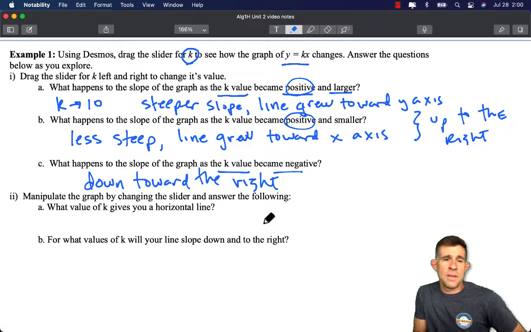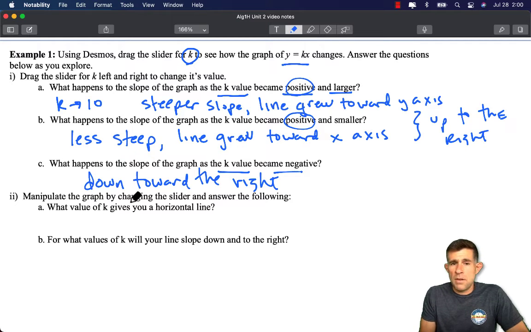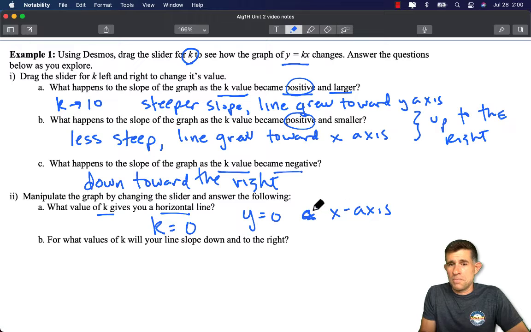All right. The next is to manipulate the graph by changing the slider and answering these following questions. For what value of k gives you a horizontal line? Well, if you remember, we took a look at that right away. We said when k was equal to 0, it actually gave us the equation y equals 0. And this was the horizontal line, also known as the x-axis.